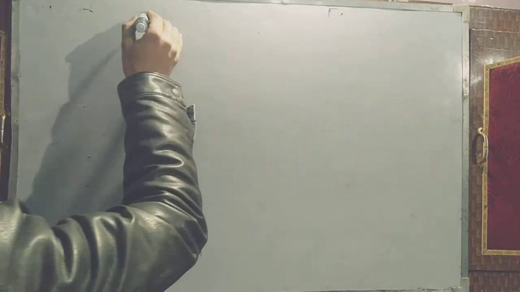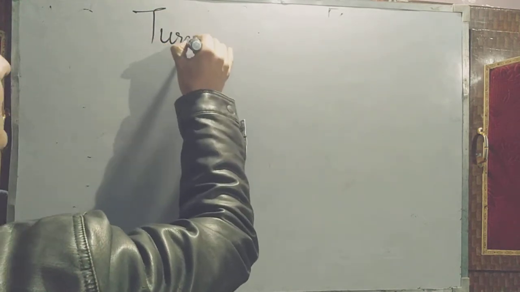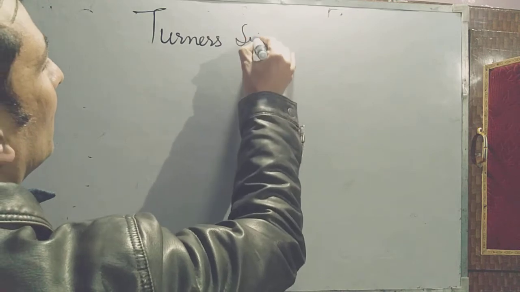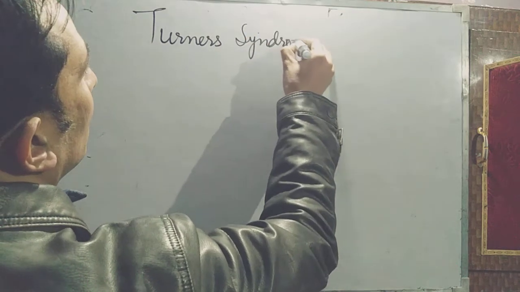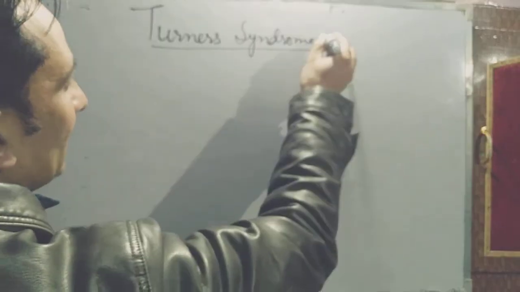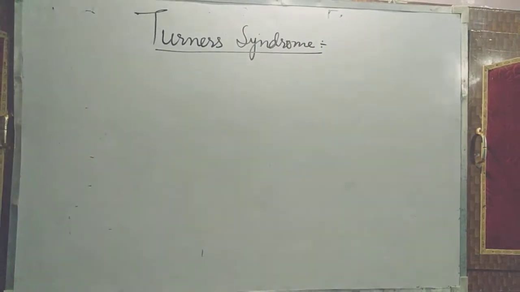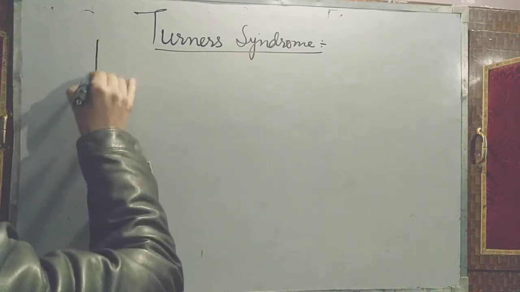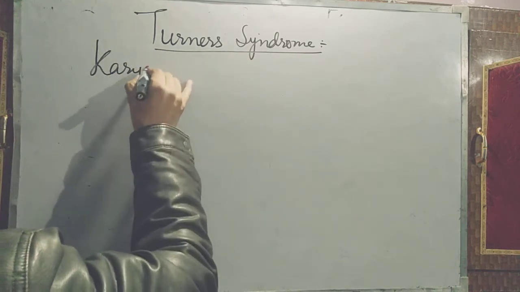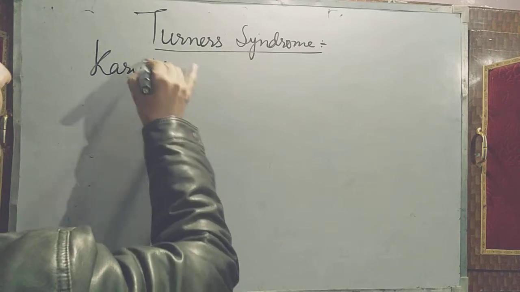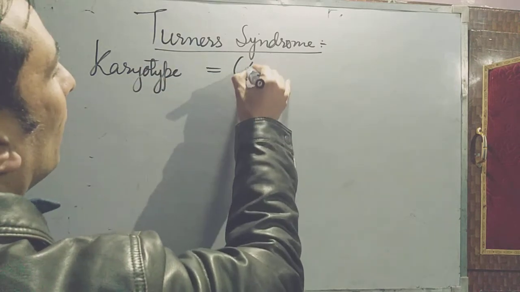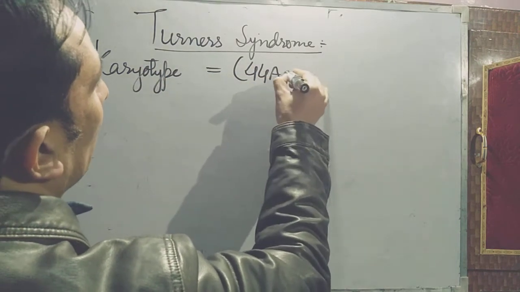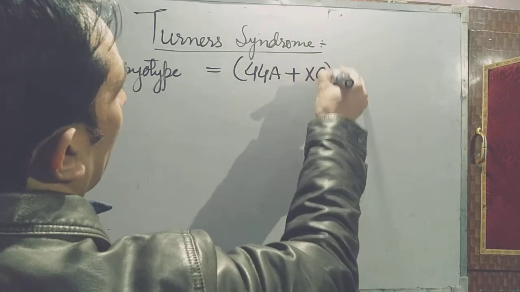Let's move on towards the next type of the disorder, which we call as the Turner's syndrome. No need to write over here that this disorder was first of all reported by Turner, that's why it is known as Turner's syndrome. Now these individuals have a karyotype, means chromosome type and number. Karyotype of these individuals is 44 plus X0.